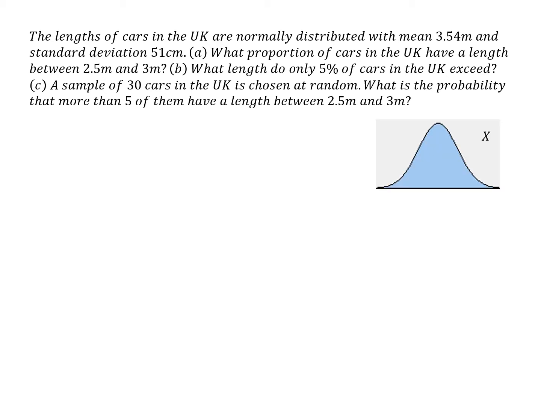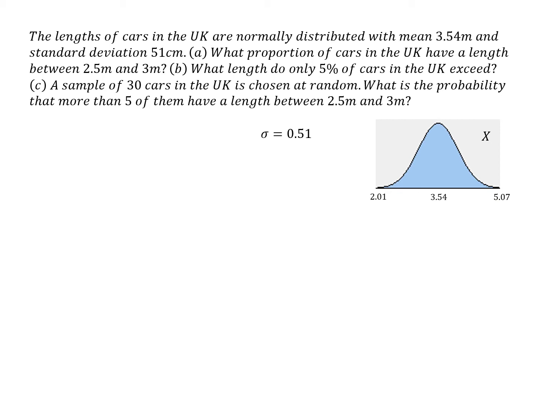So X is the probability distribution for the lengths of cars in the UK. We're told that the mean is 3.54 and the standard deviation is 0.51. So putting that information on now. To get the scale on this, I'm saying that that point there is the mean plus 3 standard deviations. That is the mean minus 3 standard deviations. So that's what those figures are there. It gives me an idea of the scale.